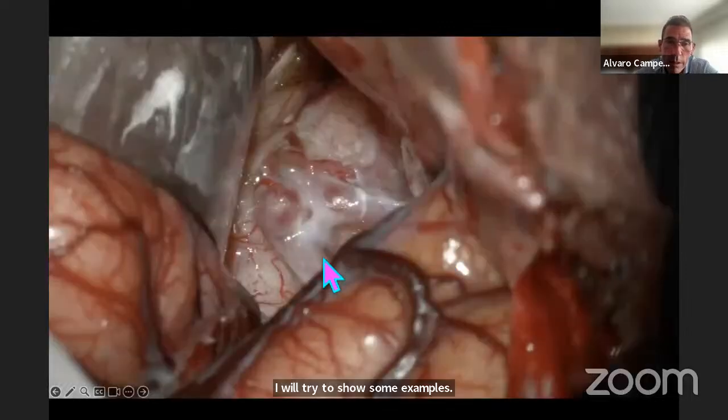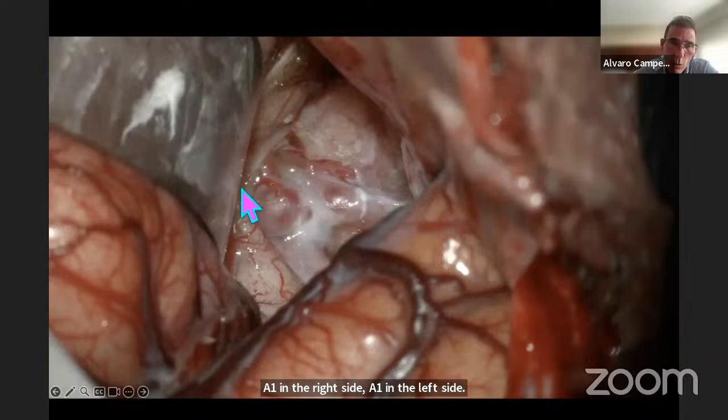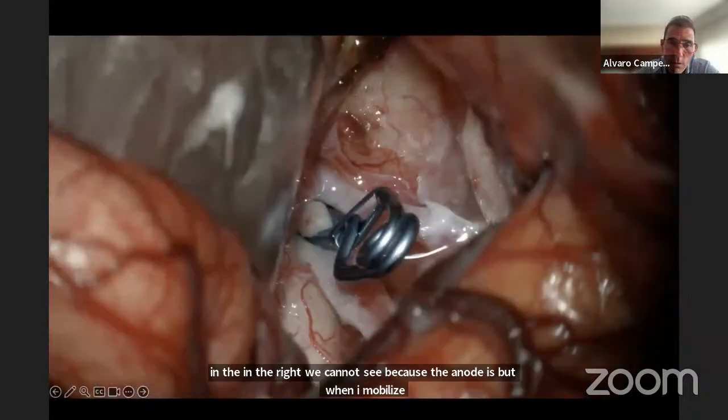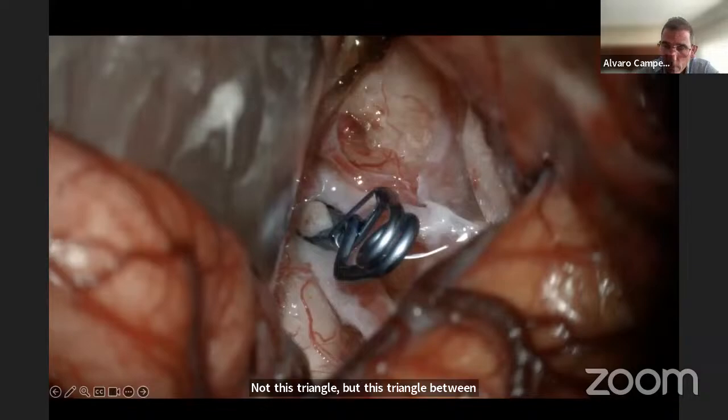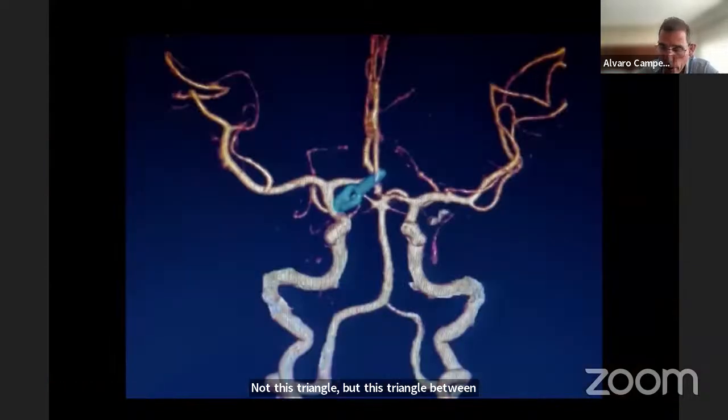And now on the right side, we can see A1 on the right side, A1 on the left side, A2 on the left, A2 on the right. We cannot see because of the aneurysm, but when I mobilize, we can see. And now we use not this triangle, not this triangle, but this triangle between both A2. And we can see also the CT angiography.